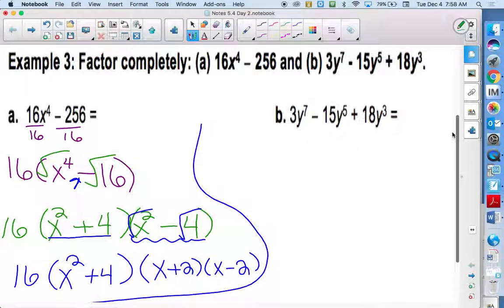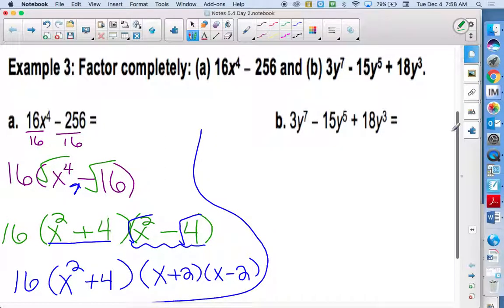So looking at letter B, asking yourself the same first question, is there a GCF? 3y to the 7th, 15y to the 5th, 18y cubed. Fran, what do you think? Is there a GCF? 3y to the third. 3y to the 3rd. And when you take that out, what do you have left? 1, 5y to the second, and 6. And then just 6.